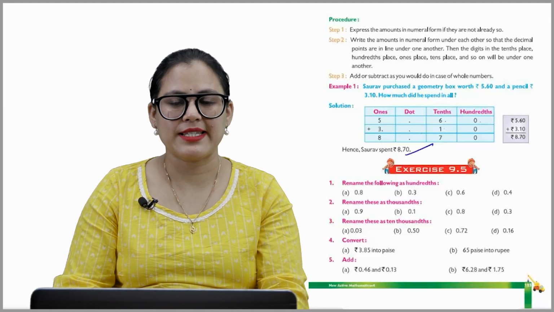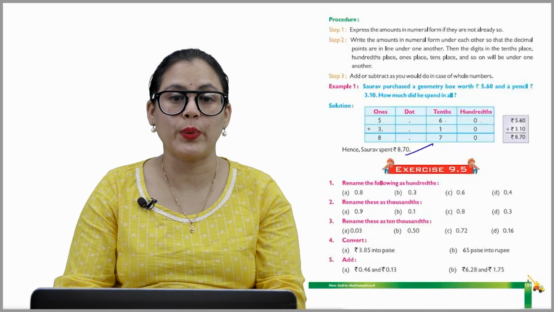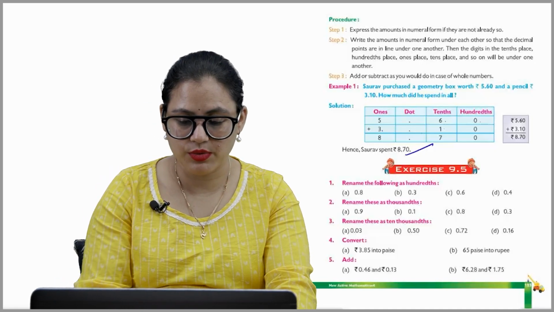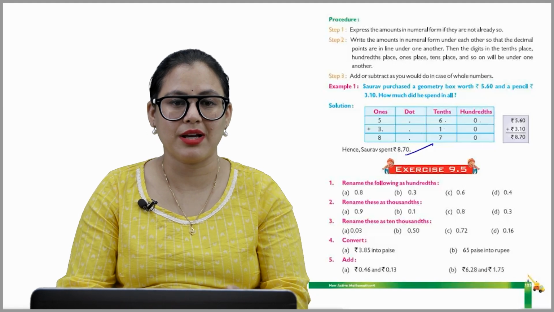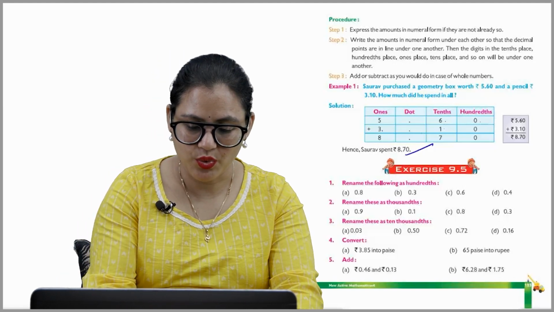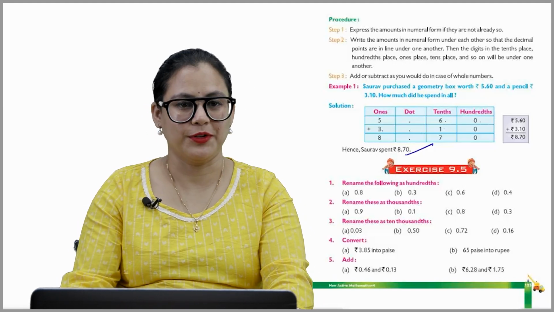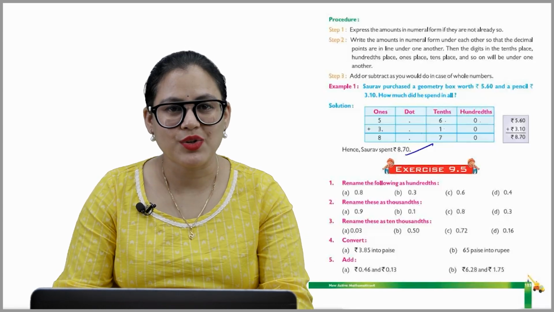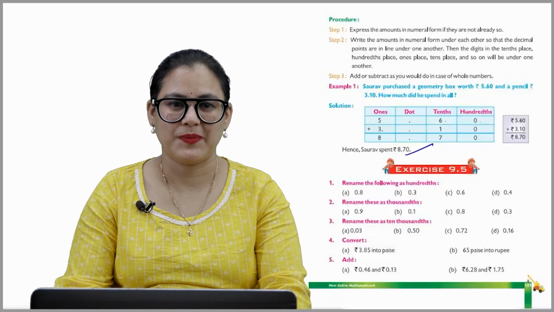Okay. Exercise 9.5. Rename the following as hundredths. 0.8. We have to rename it as hundredths. So what will you do? You will add a 0 here. Right? So students, now you will practice the remaining questions.